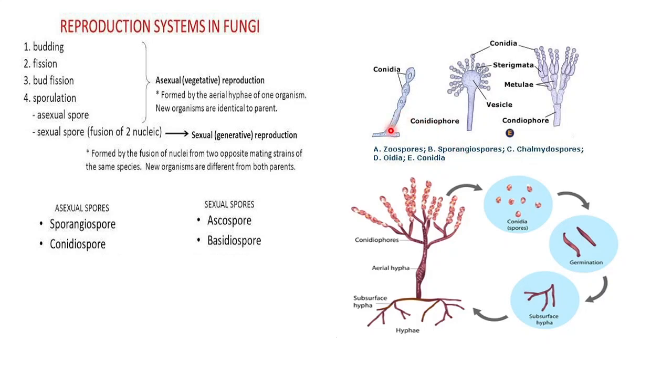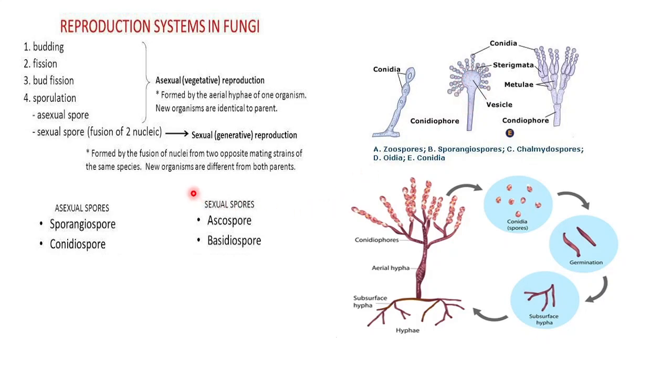Conidiophore will be the stalk which will produce the spores. These are producing chains, you can see conidia. Now, zoospores will be the ones which are produced singly. Sporangiospores are also produced in groups. Conidia will be produced in chain-like structures, as you can see here.